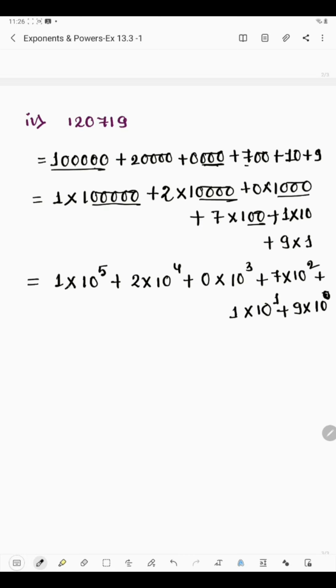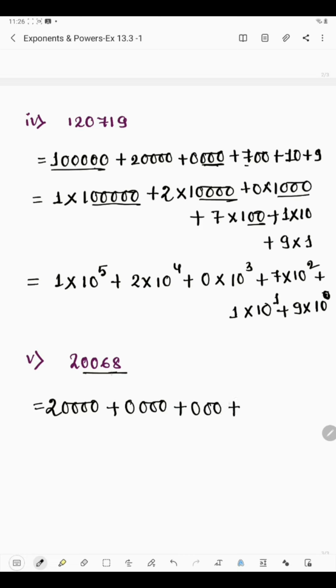So here we have got 10 to the power 5, 10 to the power 4, 10 to the power 3, 10 to the power 2, 10 to the power 1 and 10 to the power 0. So this way we will write in expanded form. Okay. And in the last one we have 20068. So at first we'll take 2 and then we will put 4 zeros. Then again we have 0 and after 0 3 places, so 3 zeros. Again we have 0 and after 0 2 places, so 2 zeros. Then we have 6 and after 6 1 place, so 1 0, and then we will put 8 and after 8 we don't have anything, so we'll write 8.